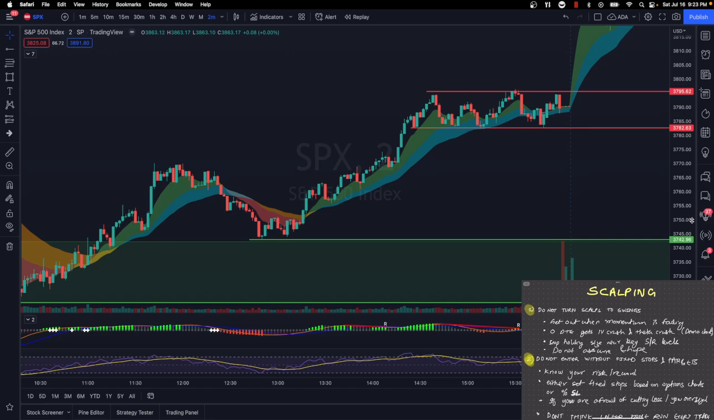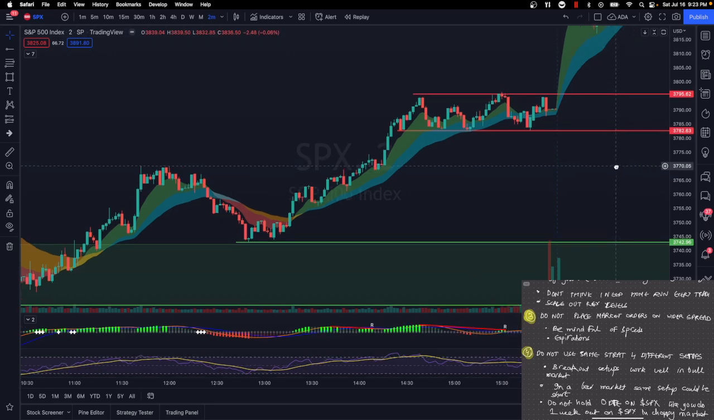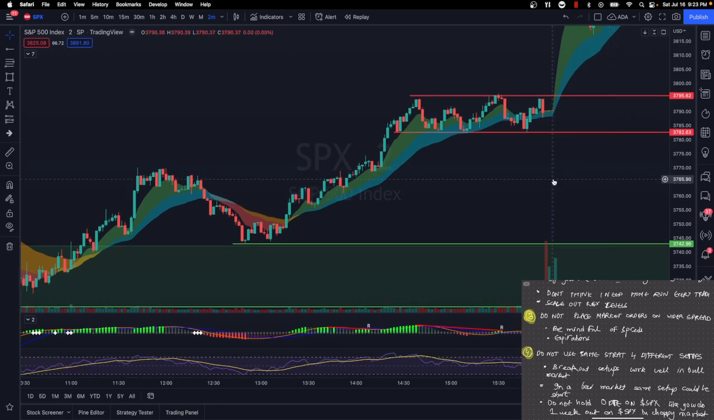Okay, so number 2 was do not enter without fixed stops and targets. Let's talk about number 3. Number 3: do not place market orders on wider spreads, and know what you're trading. Do not place market orders. Look at the bid and ask spread. What do I mean by that?